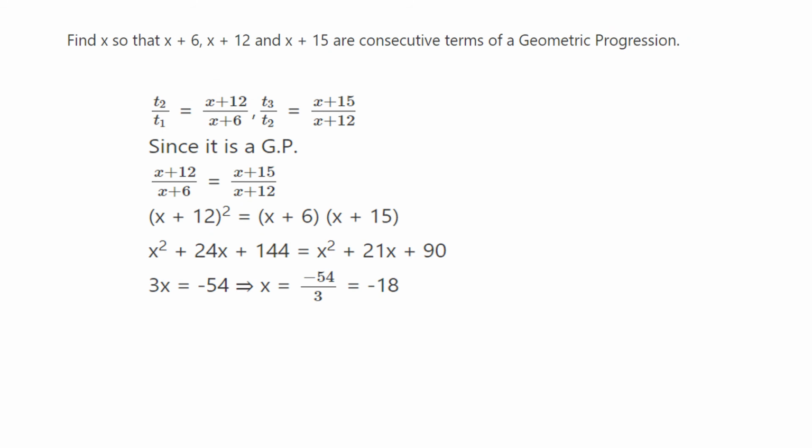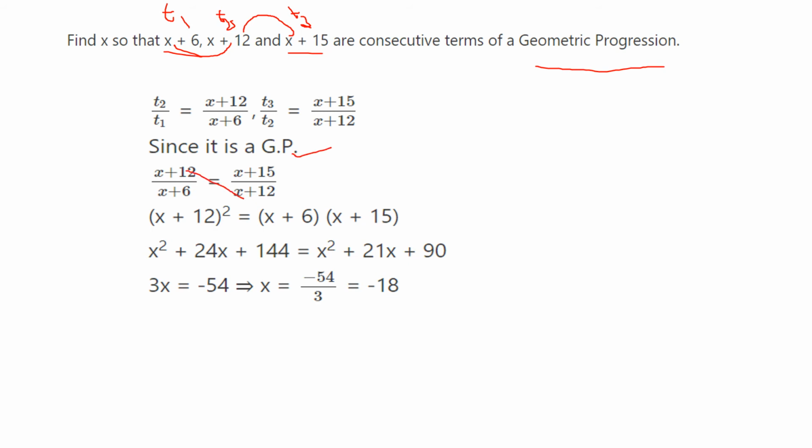Find x so that x plus 6, x plus 12 and x plus 15 are consecutive terms of a geometric progression. Consecutive means continuously. Therefore the first T1 is x plus 6, T2 is x plus 12 and T3 is x plus 15. Already given geometric progression. Therefore here T2 by T1 equal to T3 by T2. And that is x plus 12 by x plus 6, that is equal to x plus 15 by x plus 12, because it is given a geometric progression. So if we equalize, means cross multiply.